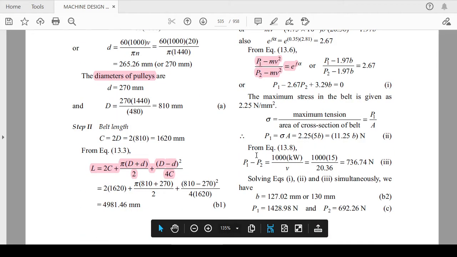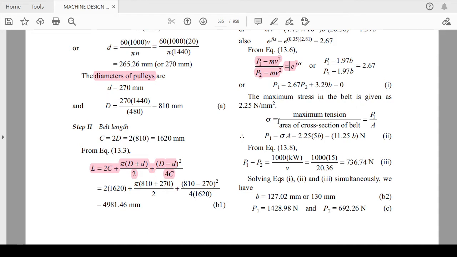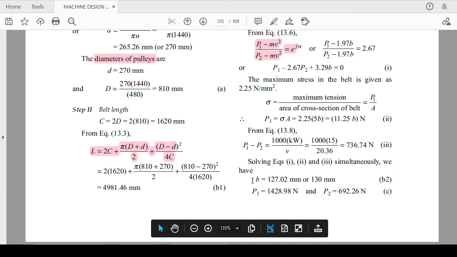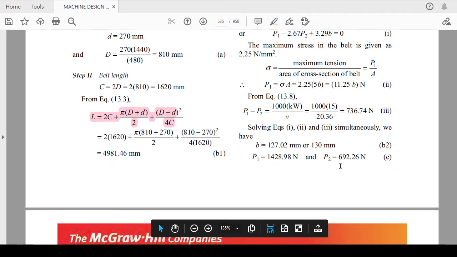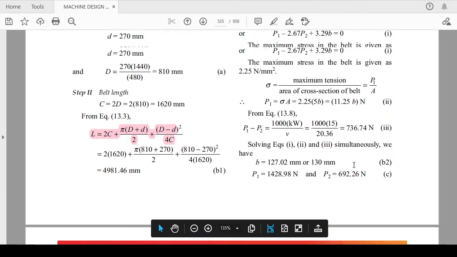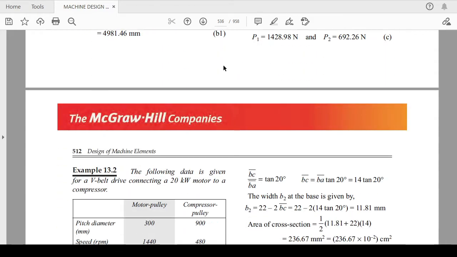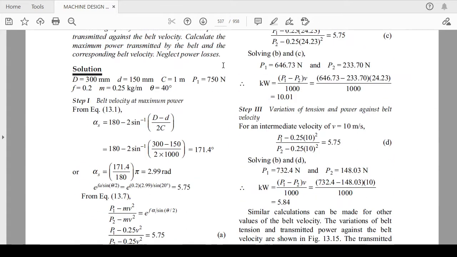First, solve this equation by keeping the value of P1 equal to sigma a, where sigma is your permissible value given in the numerical data. You can calculate the value of P1 minus P2 with the help of power divided by velocity. In this way, with the second and third equations, you can calculate the width and the values of P1 and P2. So the questions asked are belt tensions, length and width. In this way you can solve such numericals in your exam.